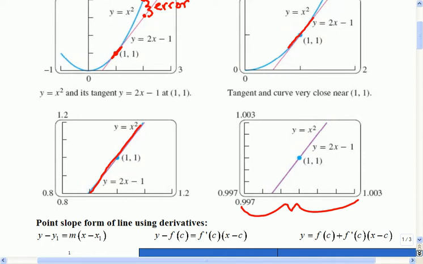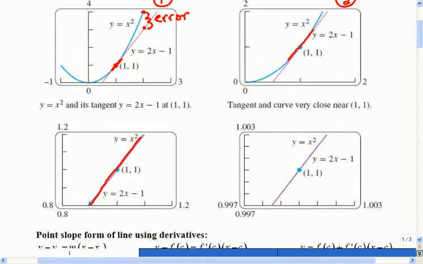So, question, yeah? Is this like epsilon delta? No, nothing epsilon delta here. Shame on you for saying those words.